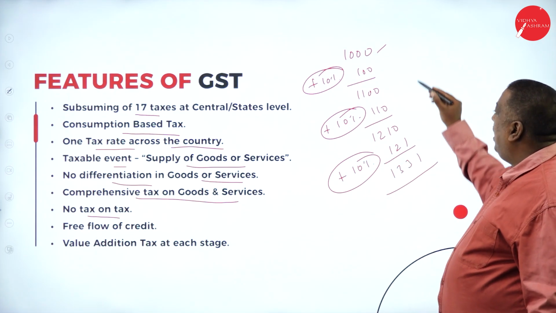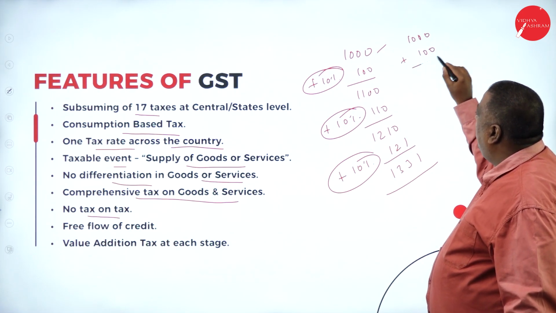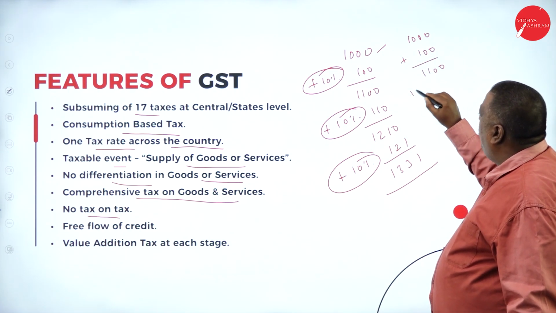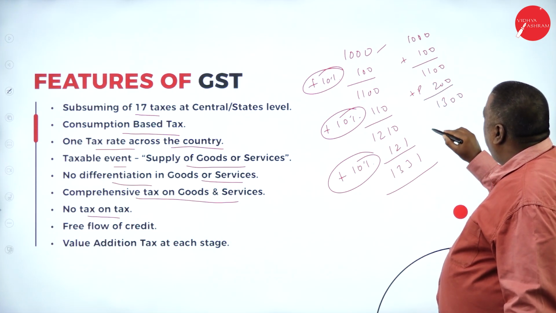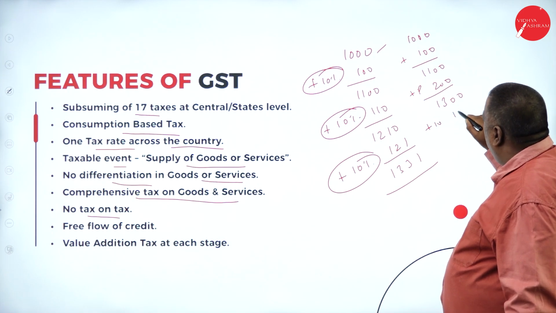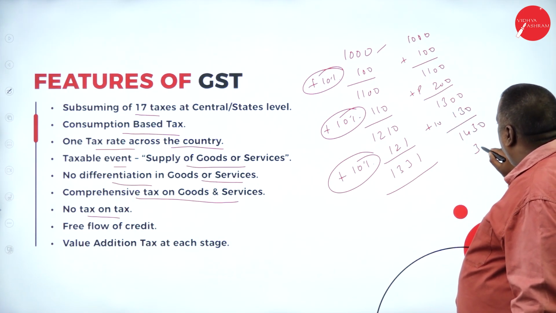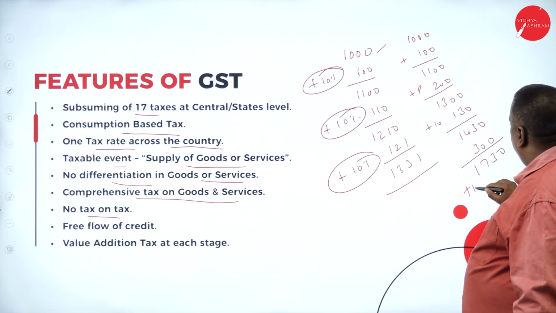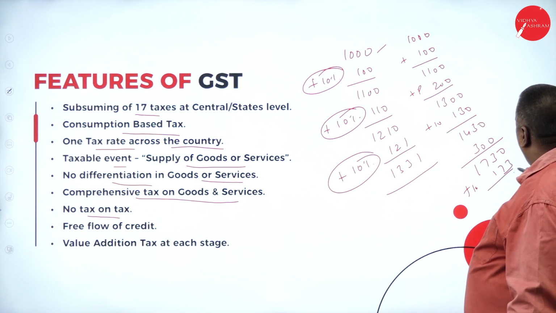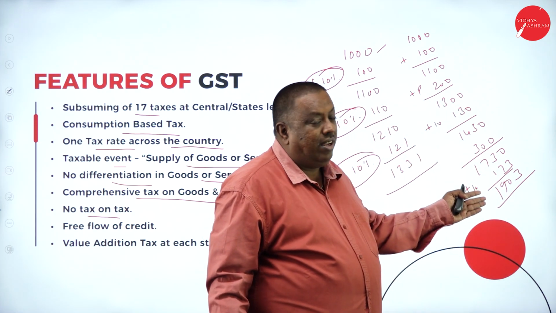If I add the profit, for example, 1,000, tax is 10%. So 100, 1,100, add profit 200. So it is 1,300, right? Now add 10%, so 130. So 1,430, add profit 300, 1,730, add tax 173. So it was 1,903. So before it reaches the consumer, the product price was 1,903.